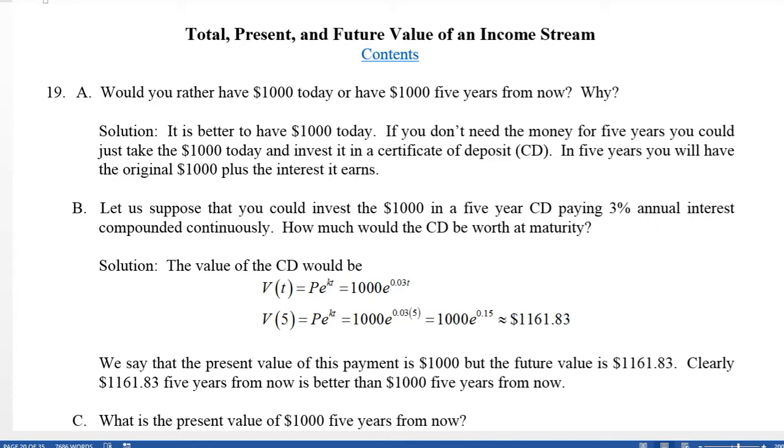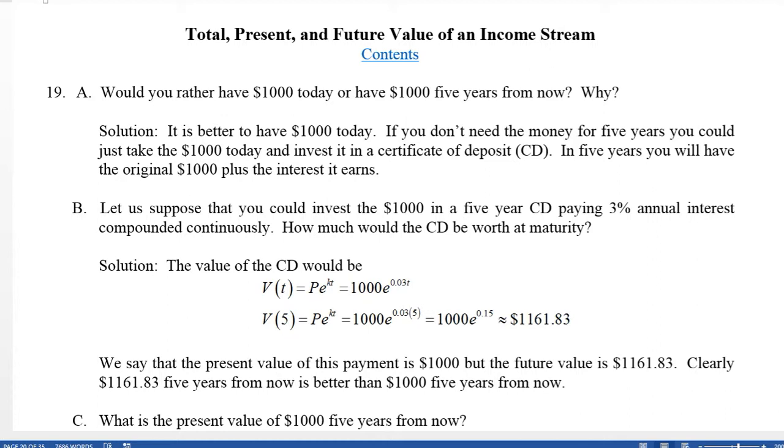So for example, suppose that you could invest the $1,000 in a 5-year CD paying 3% annual interest compounded continuously. Now how much would the CD be worth at maturity? Well, think back to the way we did this in our algebra classes when we're dealing with exponential functions. Since this is a compounded continuously condition, we have the value equals P times e to the kt, where P is the present value or principal value that we're investing. K is our compound continuous rate of growth. By the way, I use K in this place, not R, because I use R for a periodic rate of growth. I use K for a continuous rate of growth.